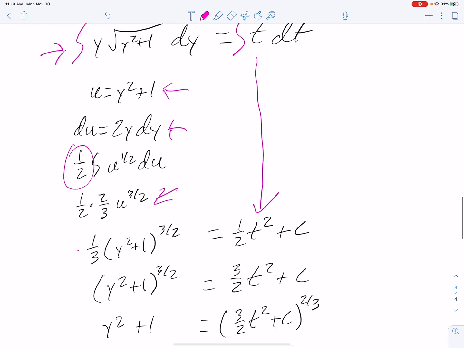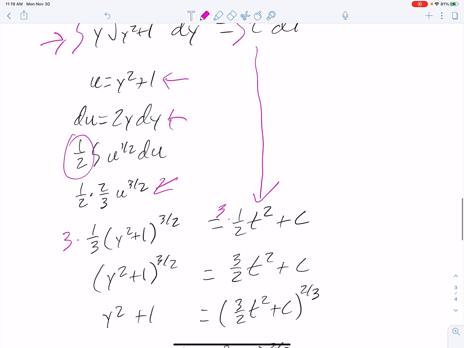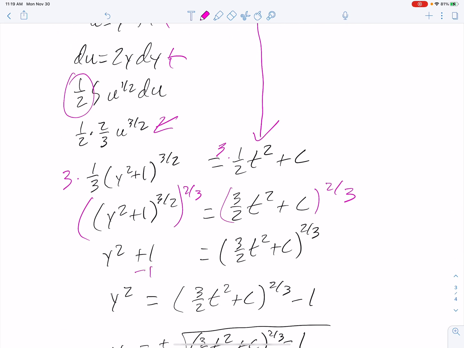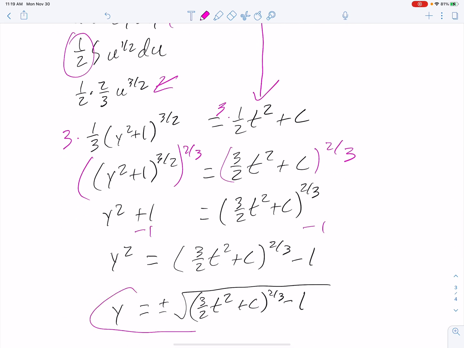So I've got to multiply both sides by 3. To get rid of this 3/2 power, I'm going to use the 2/3 power. I'm going to subtract 1 from both sides, and then finally take the square root.